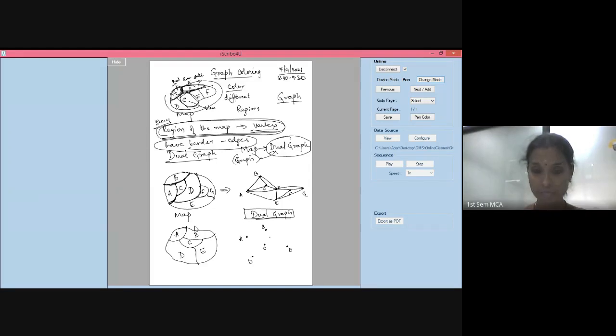Okay, these are my vertices. Every region should be represented by a vertex. So we have 5 regions, and I am representing all the 5 regions by a vertex. Now, A is sharing border with B, C and D, if you look at this line which I am darkening. So I will connect A to B, A to C, and A to D. Is that fine?